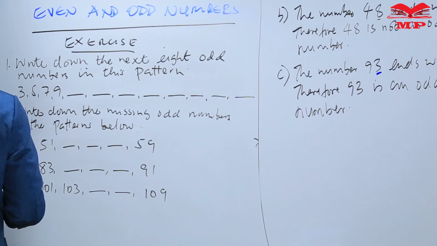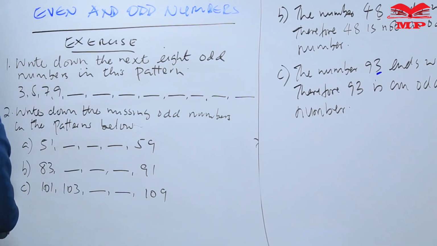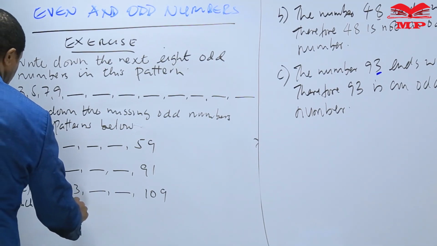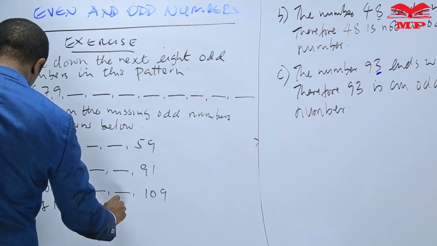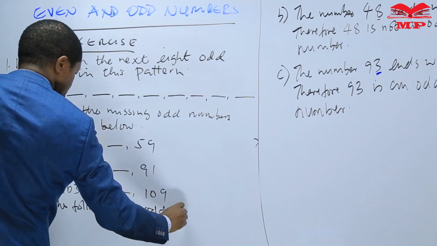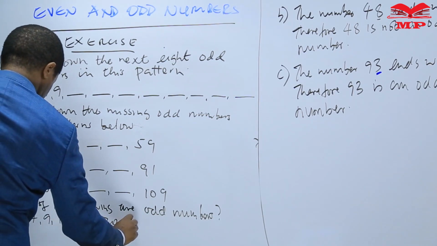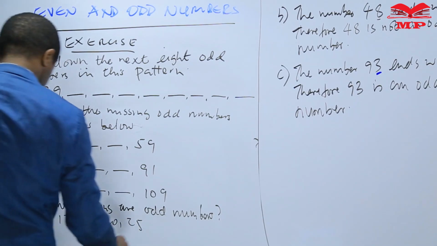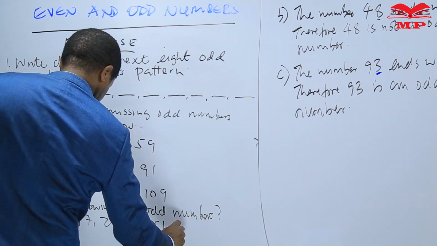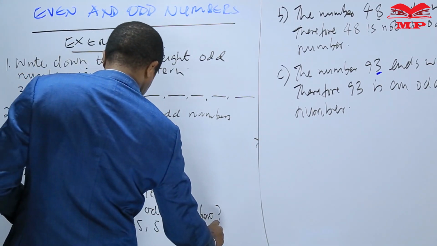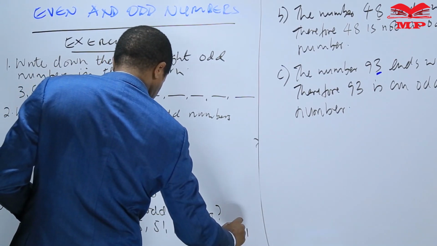Then number 3, which of the following are odd numbers? 4, 7, 9, 13, 17, 20, 25, 51, 197, 71, 03, 41, 15.